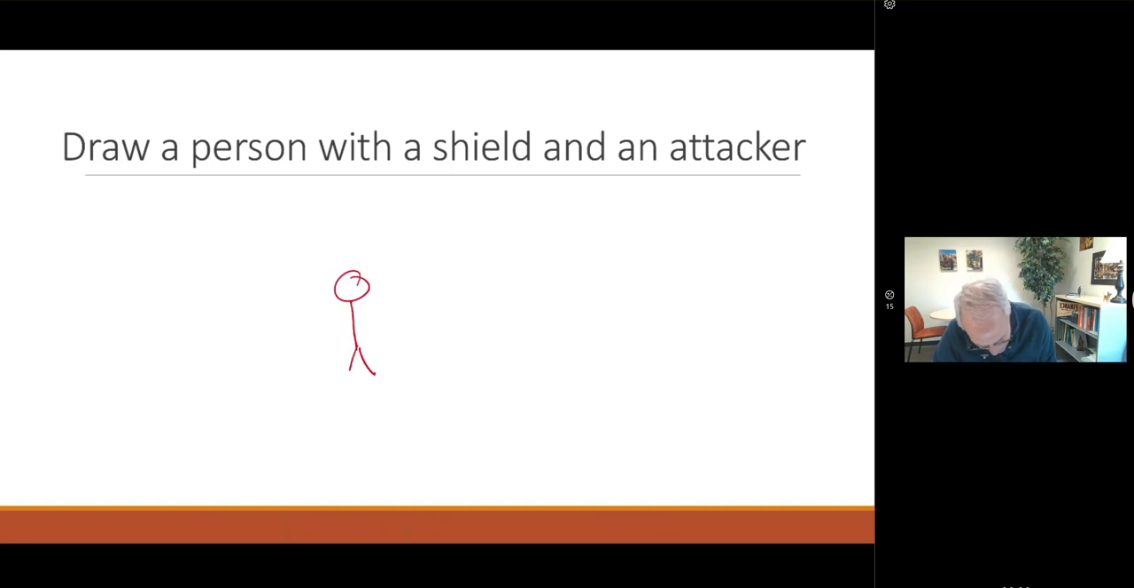Draw a person kind of holding a shield. There we go, holding a shield. Now we have an attacker here, holding, I don't know, a knife or something. Okay, so I know that's kind of corny, but this is like the IRS guy right here. This is the IRS guy, and these are our profits over here.